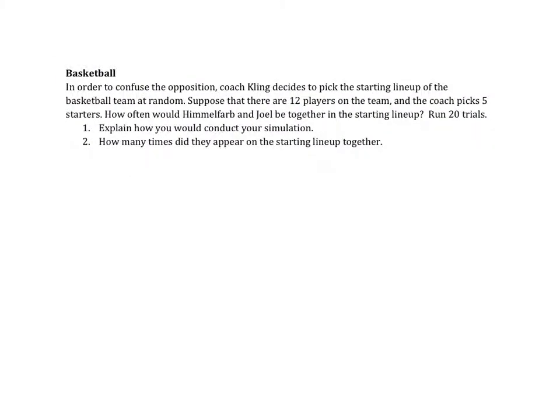Alright, this last simulation, we're talking about a basketball team, 12 players. Coach wants to pick 5 starters at random. How often would Himmelfarb and Joel be on the same team? So we'll say that 01 is Himmel. 02 is Joel. And then 03 through 12 is everyone else.